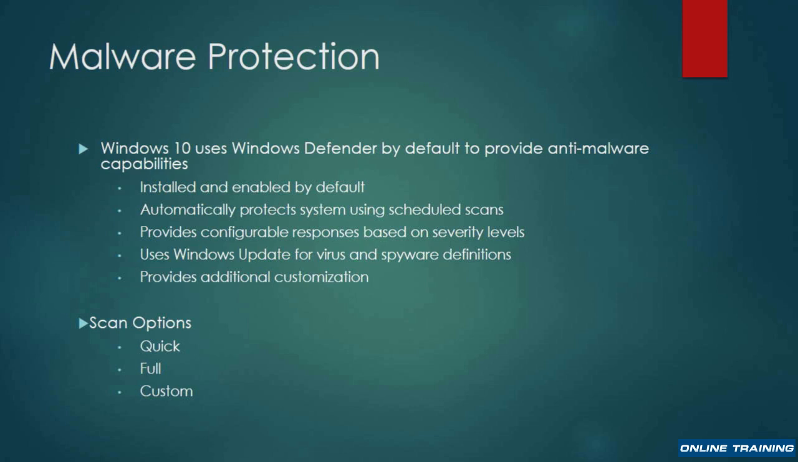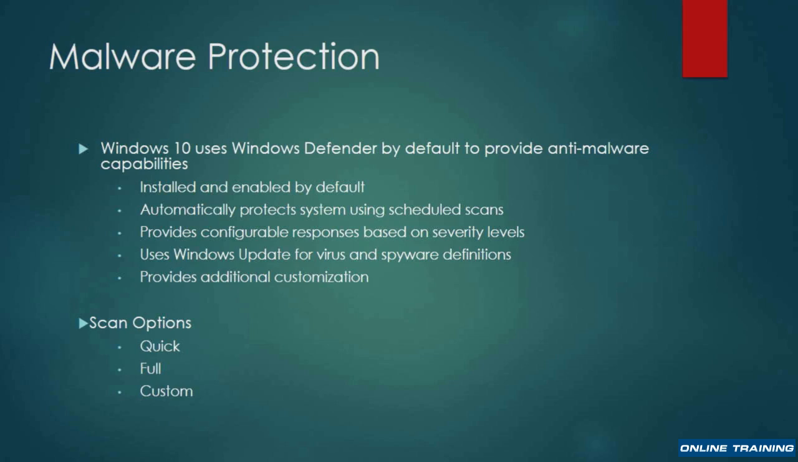It allows you to configure the appropriate response based on the severity level of whatever the threat is categorized as. It does use Windows Update for both virus and spyware definitions, and it's critical that you keep up to date. I mean, new viruses and spyware are released all the time. If you've got an anti-malware program that's not being updated, then you're not really protected for very long, and it's almost good for nothing at that point.